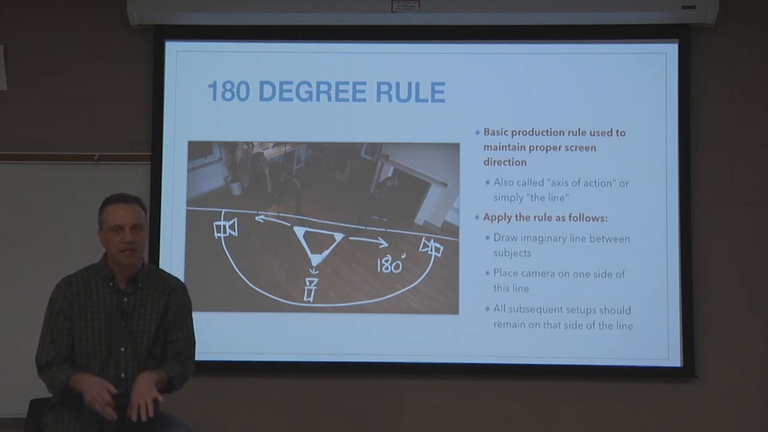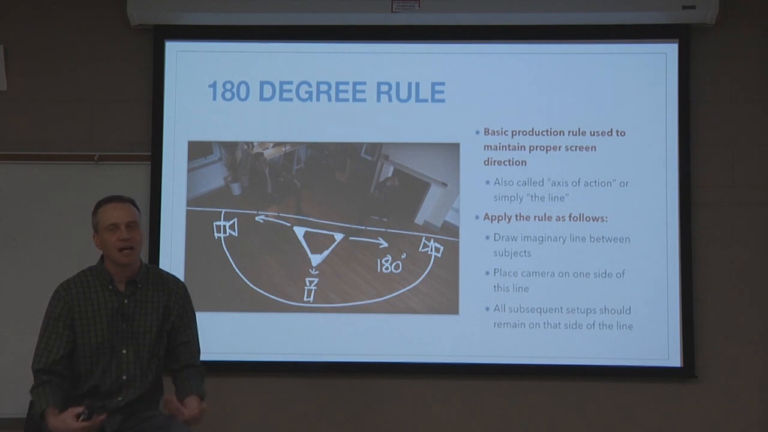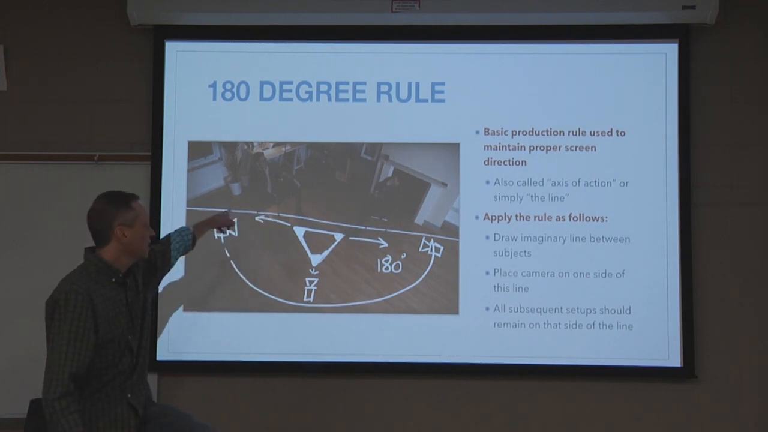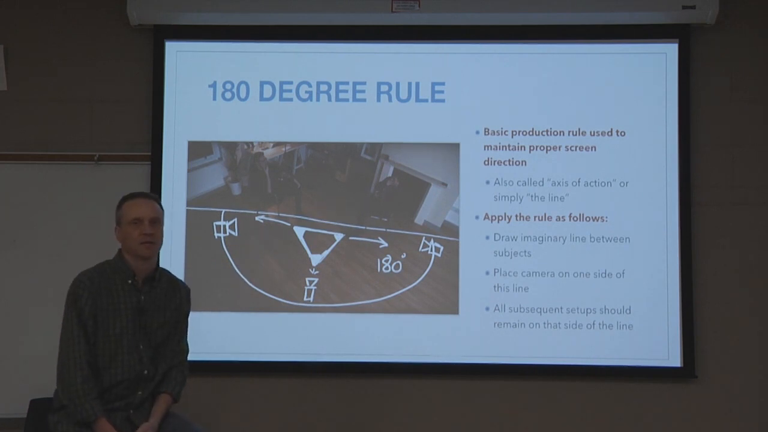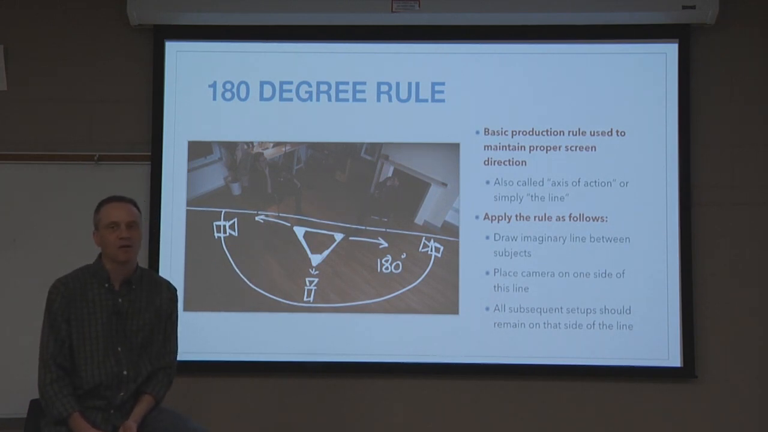Okay, once we establish that initial camera placement, we have basically set the line for this shot. Now look at the line that runs between the two men there. Okay, that line, that's what we call the 180-degree line. Sometimes we call it the axis of action. Typically, people just call it the line.